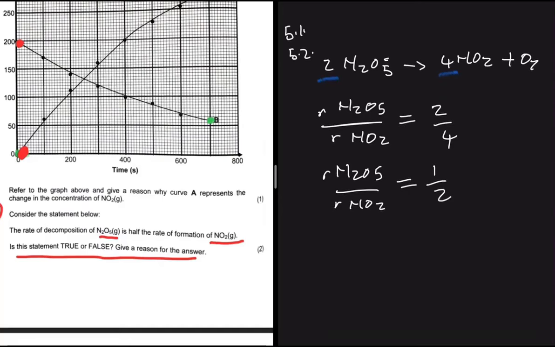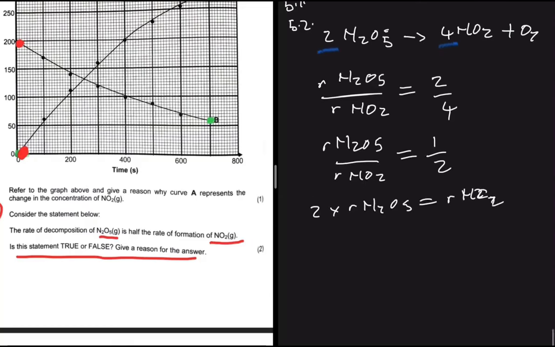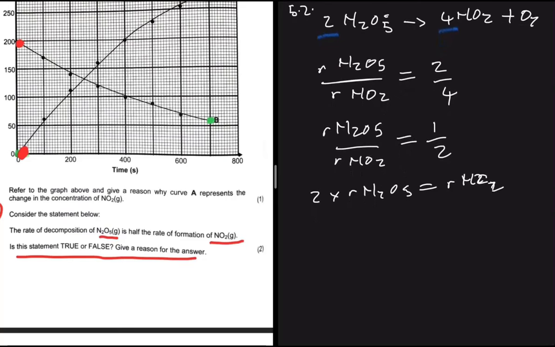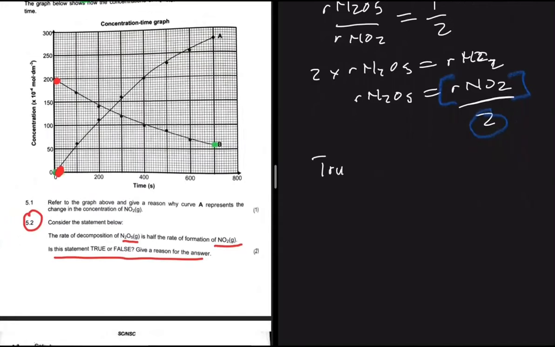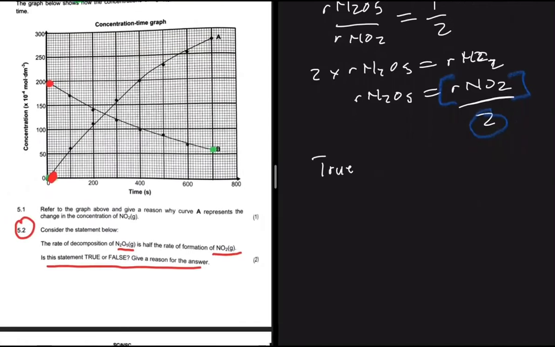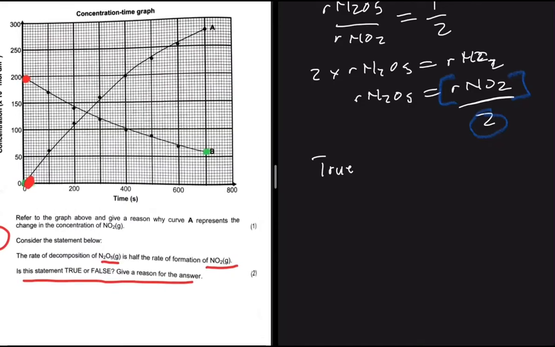And if we cross multiply, you're going to get 2 multiplied by the rate of N2O5 being equal to the rate of NO2, right? And then if you make the rate of N2O5 the subject of the formula, you're going to get the rate of N2O5 being equal to half the rate of NO2. It is clearly half the rate of NO2. So our answer here is definitely true. The rate of decomposition of N2O5 is half the rate of formation of NO2.